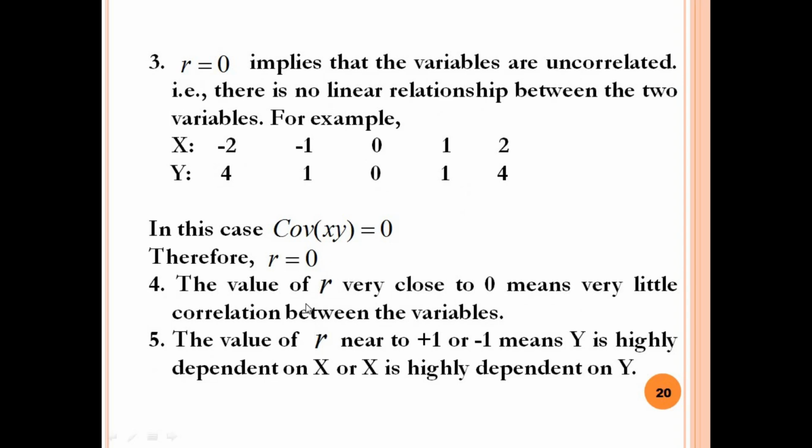Number 4, the value of r very close to 0. What does it mean? If r is very close to 0, this means very little correlation between the variables. The value of r near to +1 or -1, this means y is highly dependent on x, or we can say x is highly dependent on y.